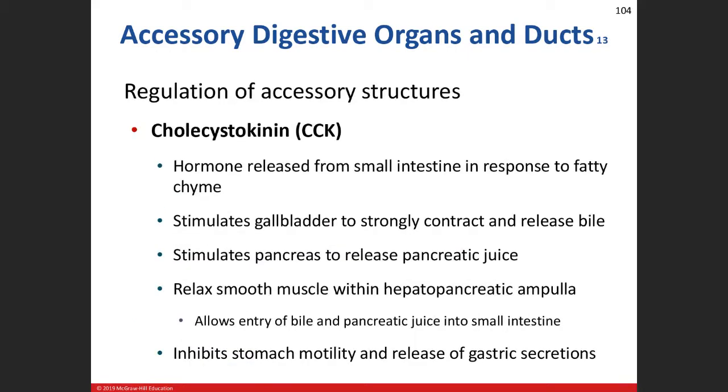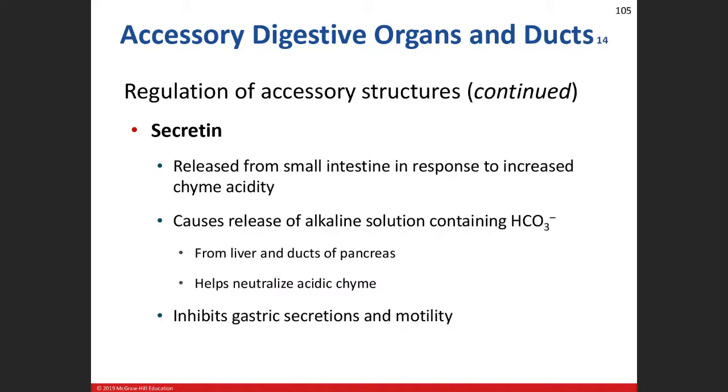The other, not an enzyme but a hormone, that's going to be released is secretin. And we saw before that secretin will also inhibit gastric secretions and motility, but it's going to play a huge role in the release of a basic solution in the small intestine. Again, this will help to neutralize the acidity of the chyme. So we got a lot of stuff pouring into the small intestine, into the duodenum here.